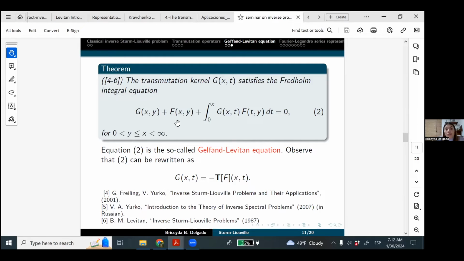So if we rewrite equation 2, we can write it like G equal to minus the transmutation operator T applied to F. So hence the function F is the pre-image of G under the transmutation operator T. And you can find this result also in the monograph of Freiling and Yurko, and also in Levitan's book here.